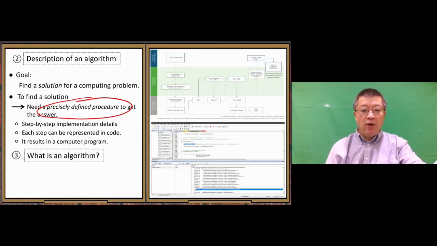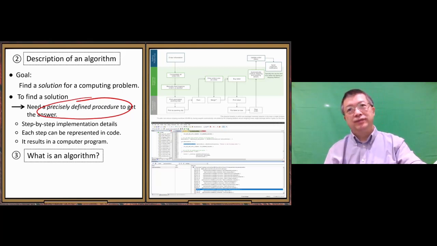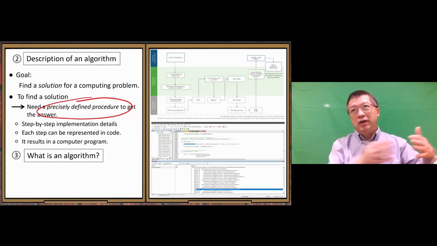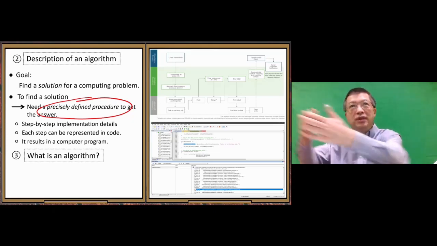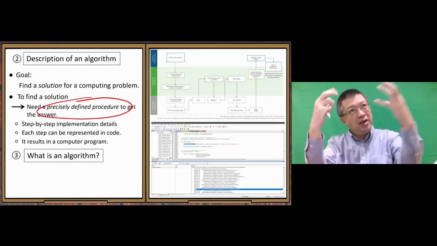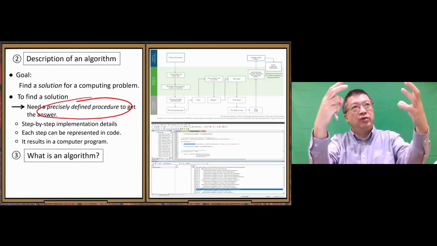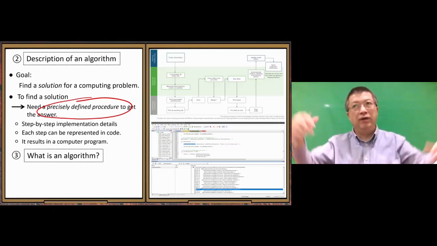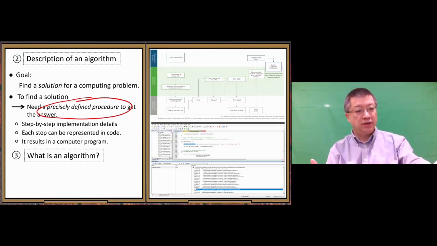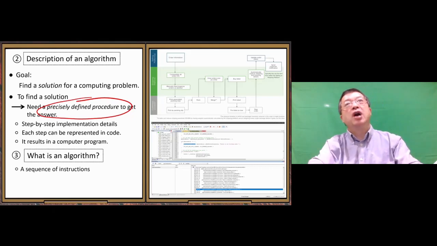What is an algorithm? You can see this question we ask ourselves again and again. We repeat the same thing from different angles for the same problem, because this problem is a very big one, so we want to look at it from all those different angles. This time we look at it from another angle: a sequence of instructions.